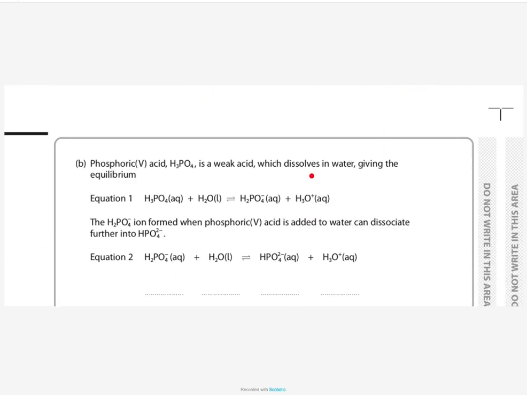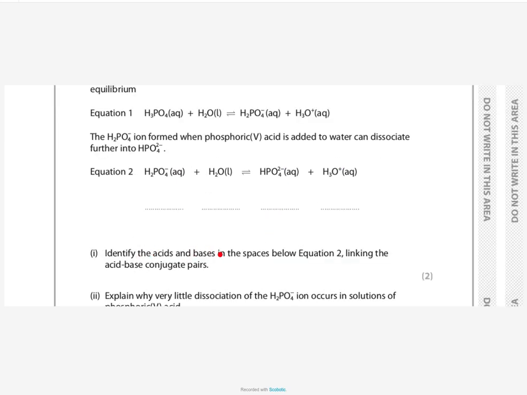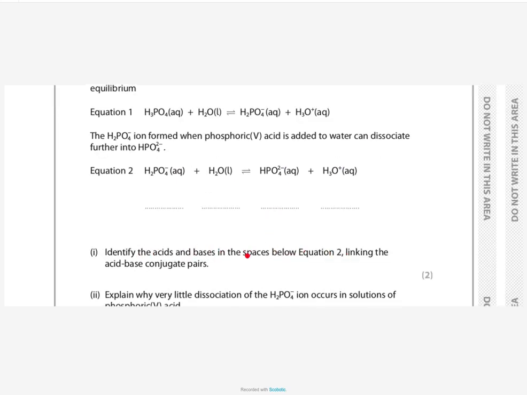Next question. Phosphoric acid is a weak acid which dissolves in water, giving an equilibrium. The H2PO4⁻ ion formed when phosphoric acid is added to water can dissociate further into HPO4²⁻. Equation 1: identify the acid and base in the phases below. Equation 2: link the acid-base conjugate pairs.